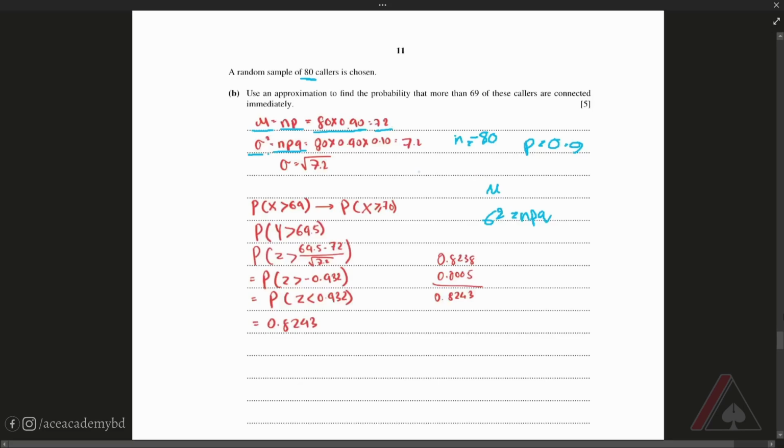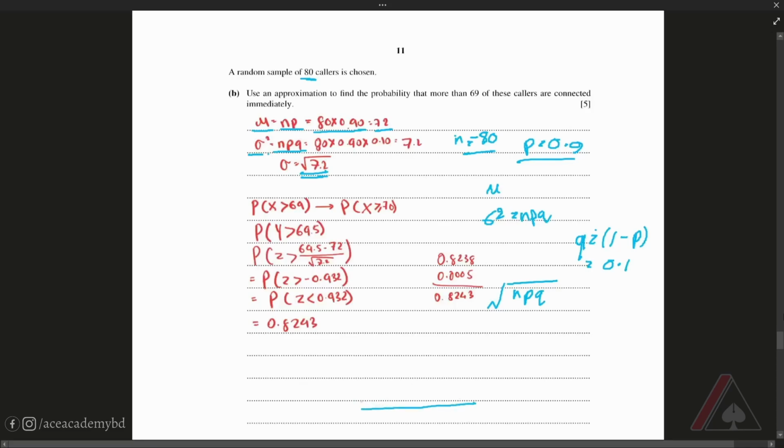We find the standard deviation by npq. Again, n is 80, p is 0.1, and q would be 1 minus p, which would be 0.1. So we find this as our standard deviation. Now we need to find the probability that 69 or more of these callers were connected successfully.